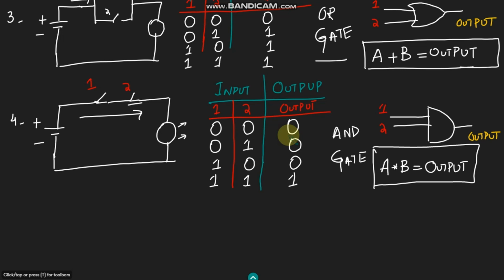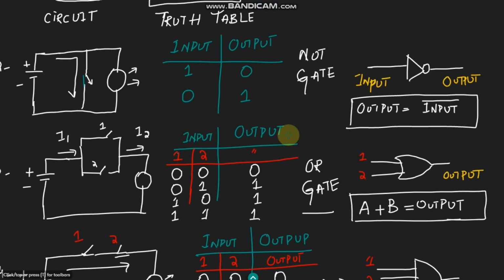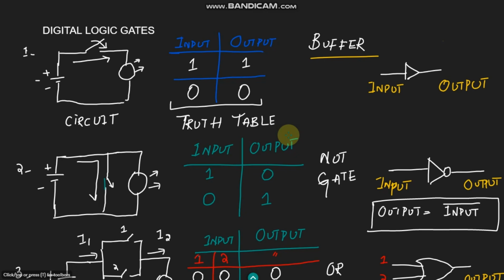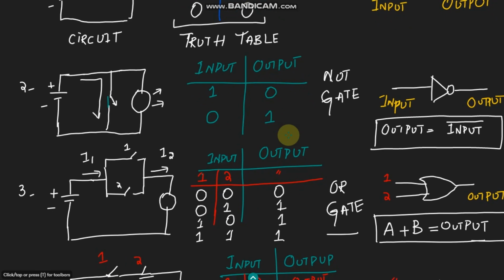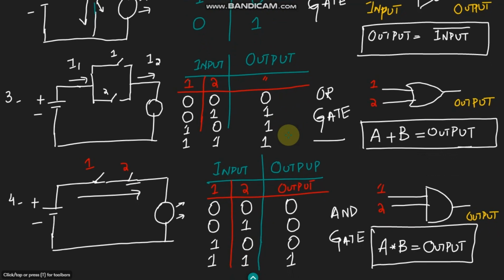So that is the end of this lecture, in which we have seen 4 very basic logic gates. The first one is the buffer, which is nothing but shows the flow of current from one end to the other. The second one is the conceptual overview of the NOT gate. The third one is the OR, while the fourth one is the AND gate.